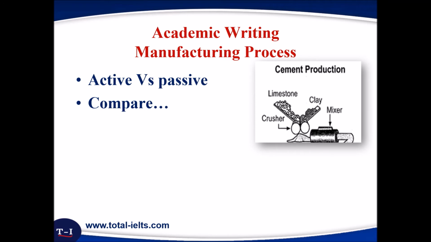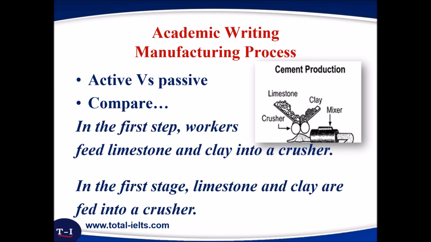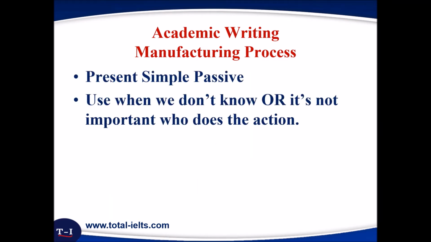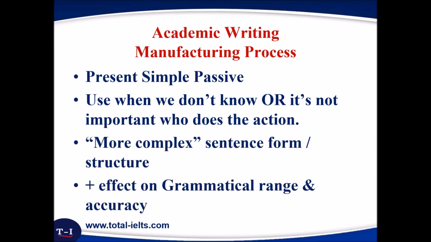But do we use active or passive? Let's compare these two sentences. In the first step, workers feed limestone and clay into a crusher. That's active. In the first stage, limestone and clay are fed into a crusher, and that's passive. We should use the present simple passive when describing a process, because we don't know, or it's not important, who does the action. Also, passive is classified as a more complex sentence form or structure, and this will have a positive effect on your grammatical range and accuracy score.